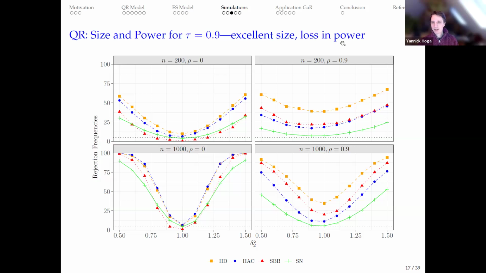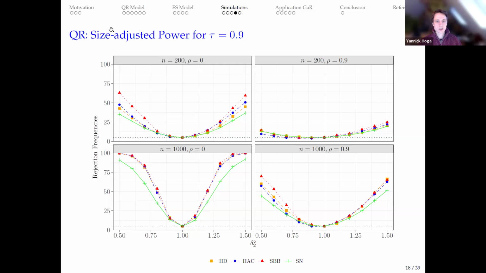Of course, in this case, you may infer that it gives you low power, because under the alternative, so under every value except 1, we of course reject less frequently than the other methods. But that's because almost by design, these other methods have an advantage, because they already reject a lot under the null hypothesis. So they have it easier to also reject under the alternative. So to make this comparison a bit fairer here, we look at size-adjusted power.